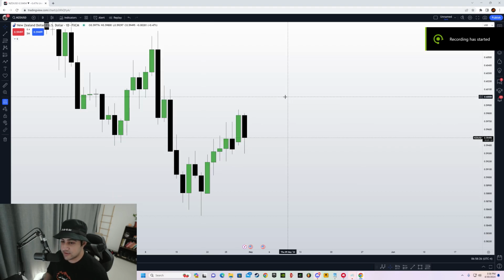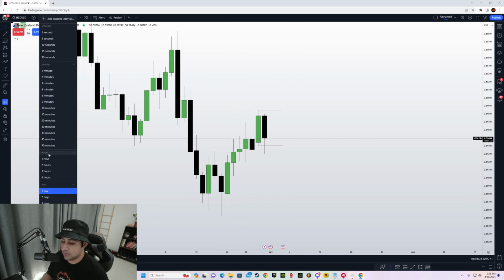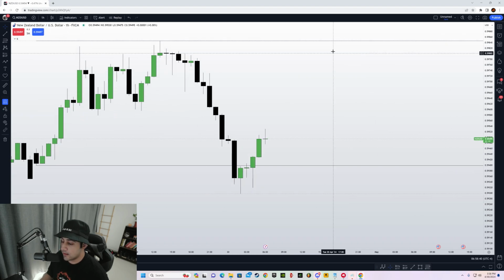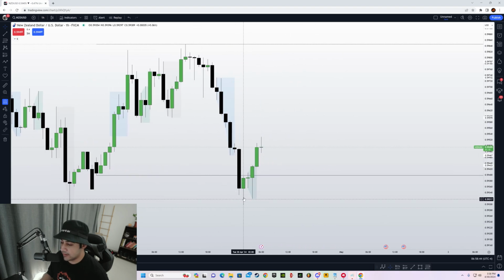All right, so as you can see, I'm on NZD USD on the daily time frame, and over here you can see that if I mark out the previous daily high and the daily low, we took out the daily low. So now if I drop down to the 1 hour time frame, you're going to see that this was the daily low, and we took out the daily low right here.